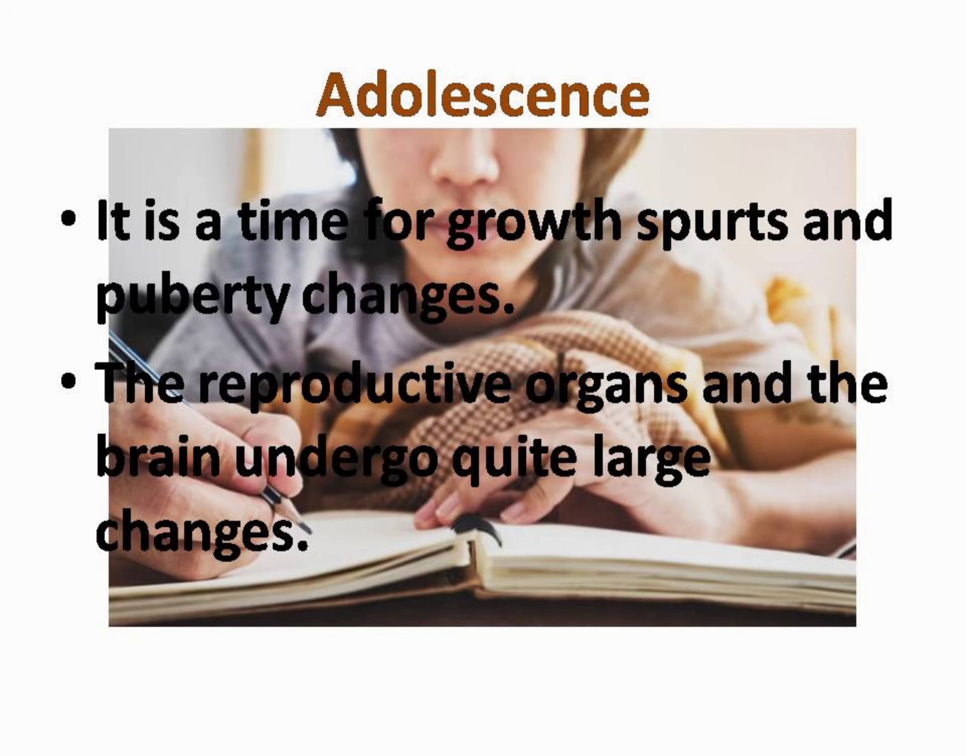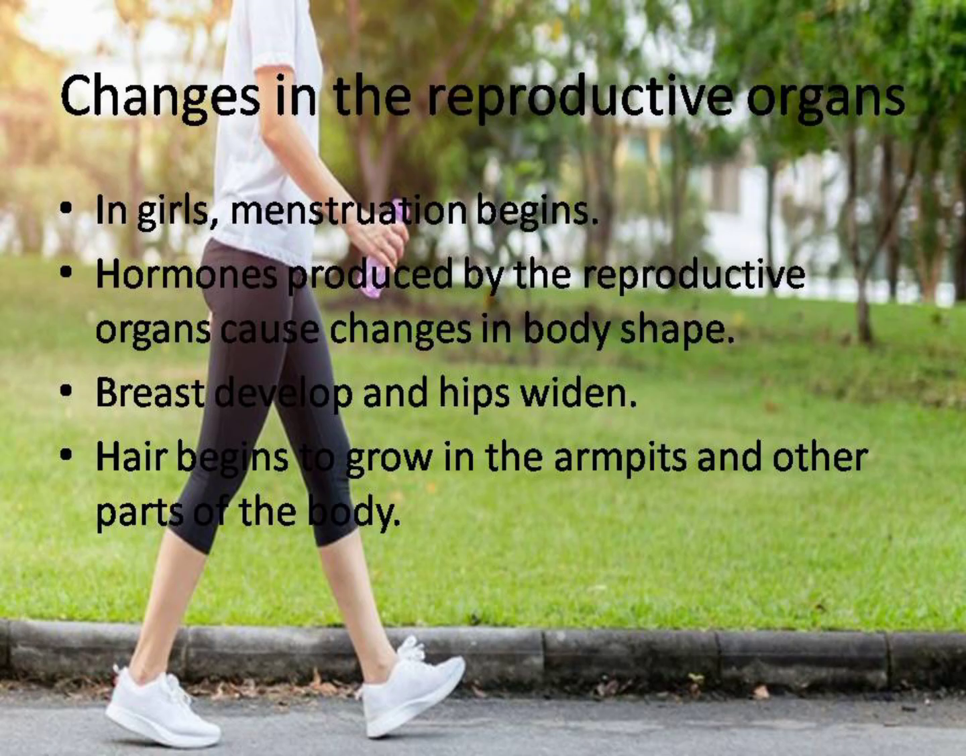Adolescence. It is a time for growth spurts and puberty changes. The reproductive organs and the brain undergo quite large changes. Changes in the reproductive organs. In girls, menstruation begins. Hormones produced by the reproductive organs cause changes in body shape as breasts develop and hips widen. Hair begins to grow in the armpits and other parts of the body.